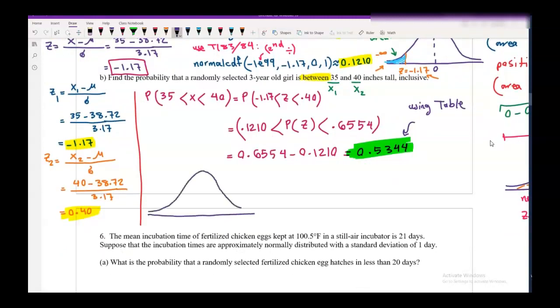I'm going to draw this one. Again, in between z is 0. And here what we have for z is -1.17, and here we have 0.4. So we have to find the area in between. And using the table, the answer we got here was 0.5344.